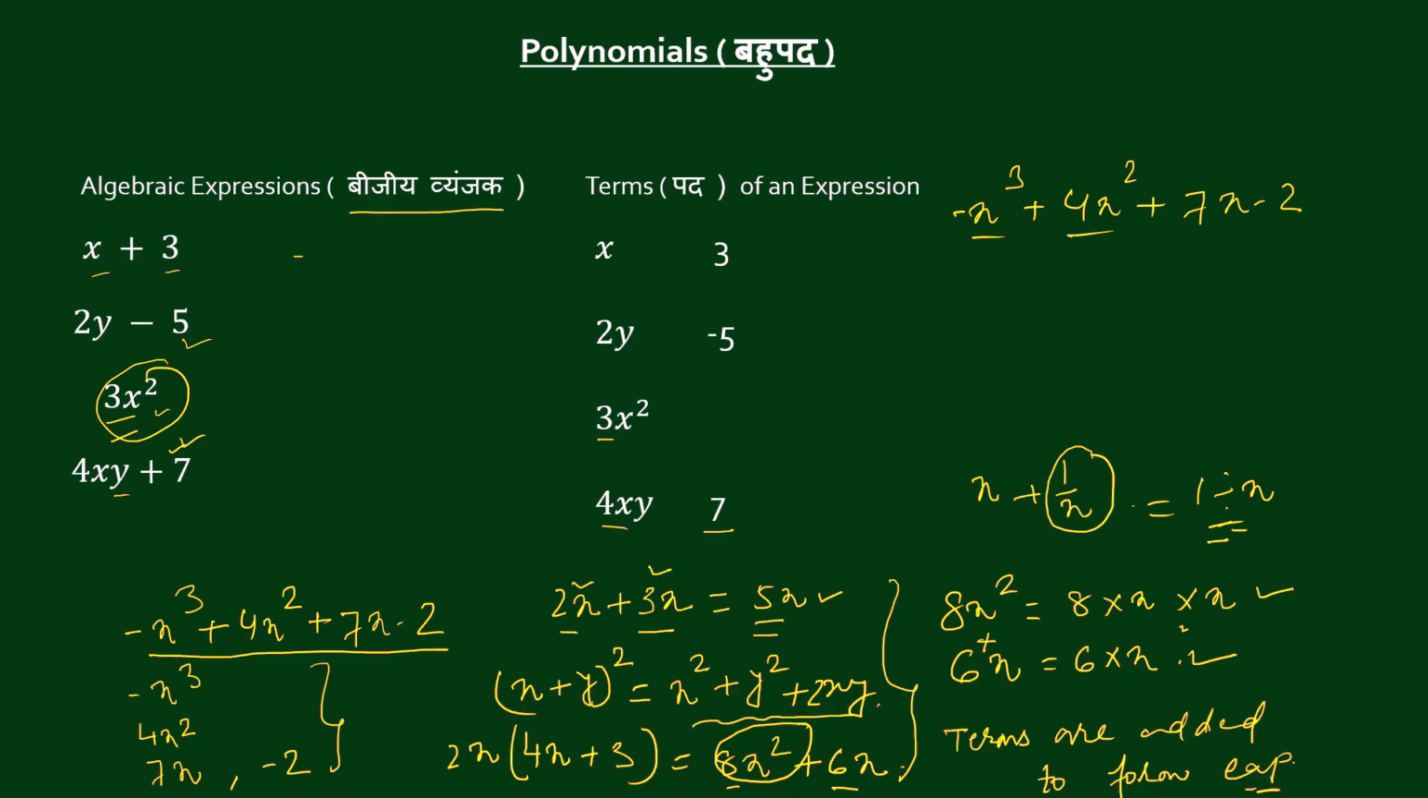जितने भी टर्म्स हैं इस एक्सप्रेशन में, इन सभी टर्म्स के एक-एक कोएफिशिएंट होते हैं. लाइक फर्स्ट टर्म -x³ में x³ का कोएफिशिएंट क्या है? x³ का कोएफिशिएंट इज इक्वल टू -1. सेकेंड टर्म में x² का कोएफिशिएंट क्या है? 4. थर्ड टर्म 7x में x का कोएफिशिएंट क्या है? 7. And -2 is the coefficient of x to the power 0 because x to the power 0 is equal to 1. Now let us talk about polynomials.